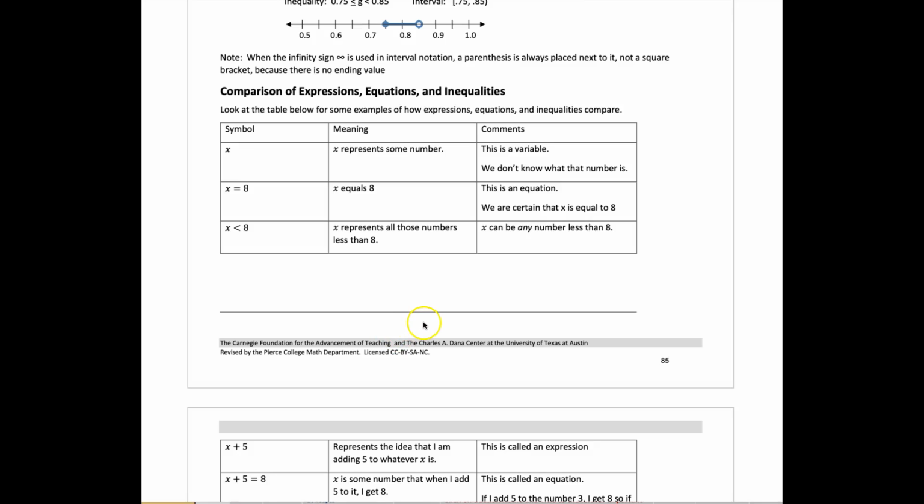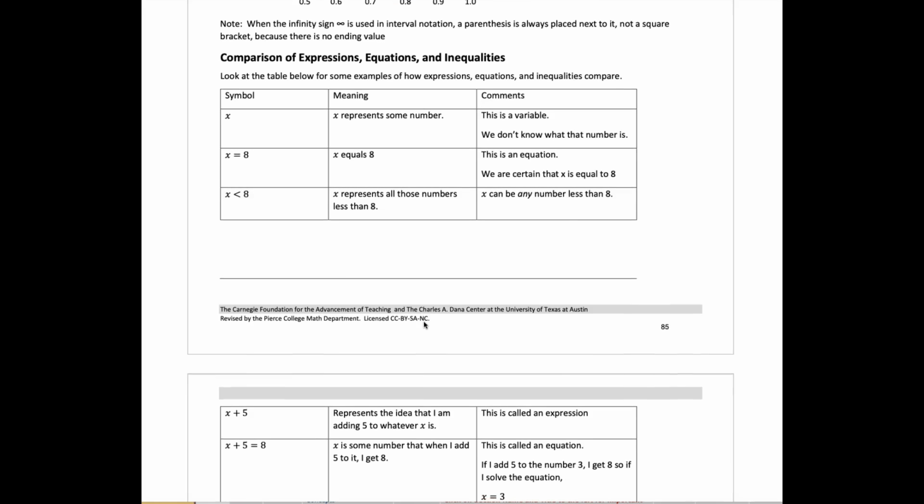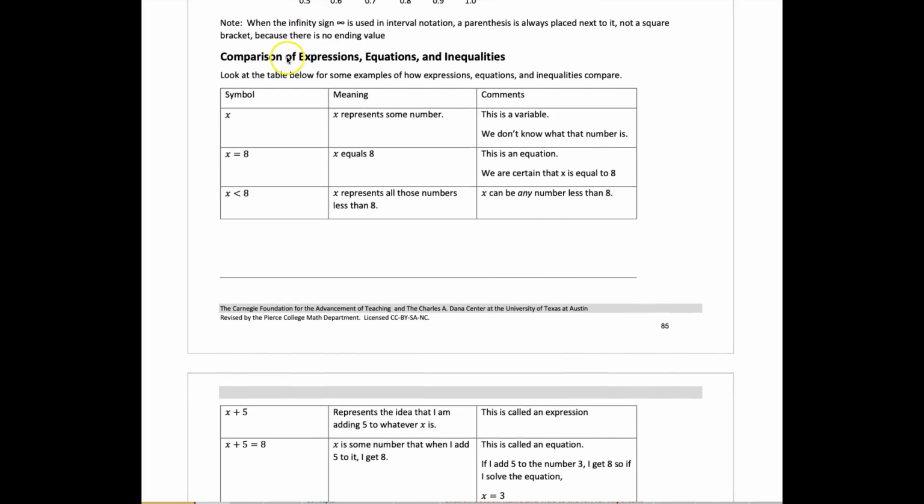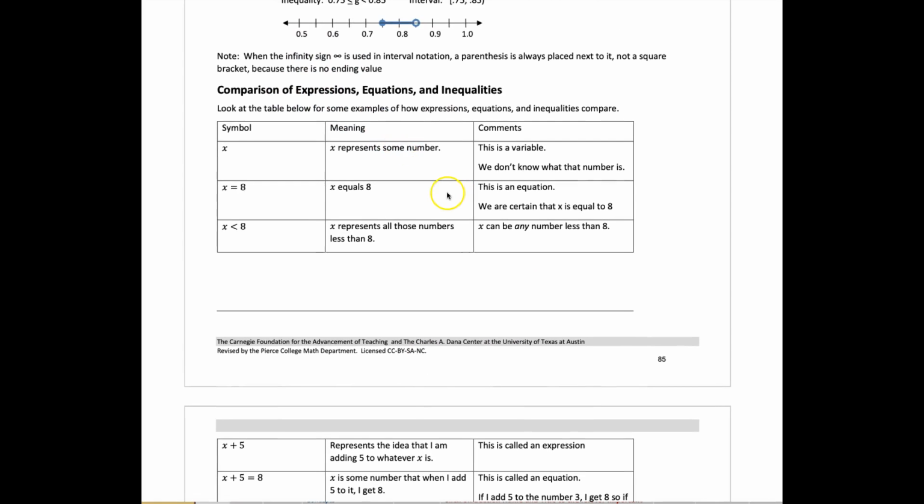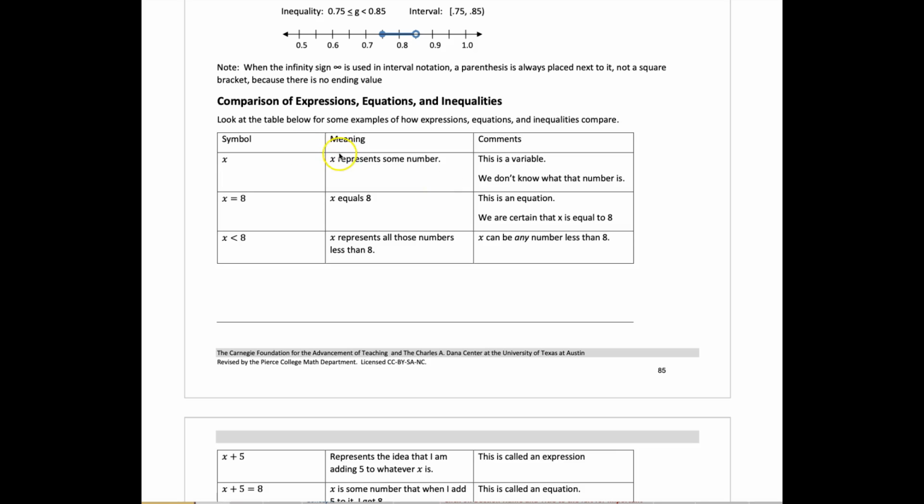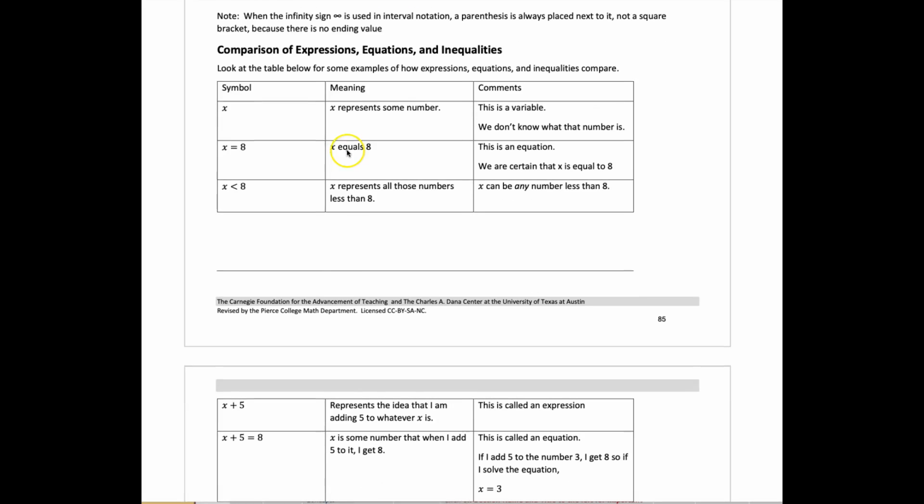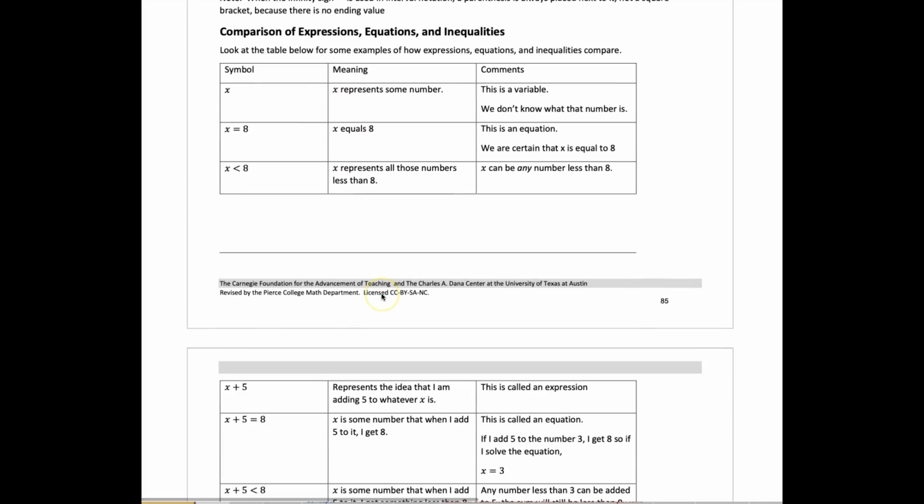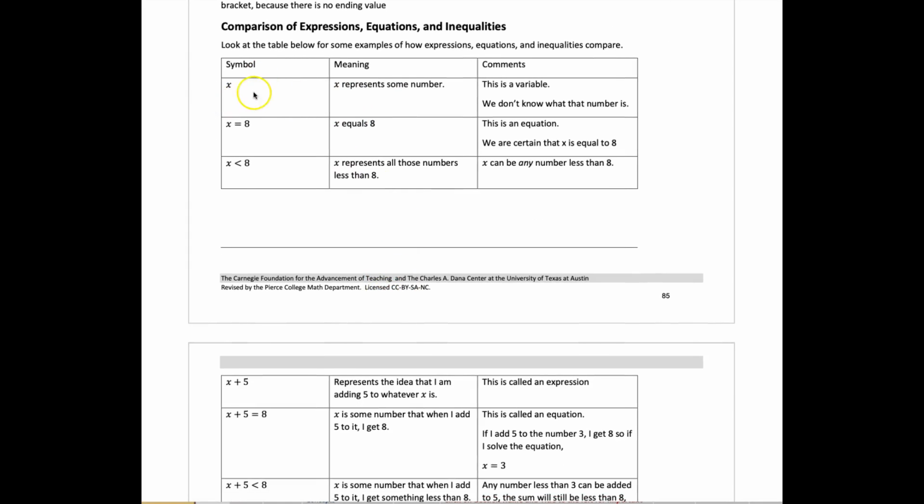Okay, let's continue on with lesson 2.5. We talked about inequalities. Now let's look at all three of them together and how that gets put together when we solve equations or inequalities. So comparing again, take a look at this table, which explains some information as we go from these symbols to what they mean, and then some comments to further explain.